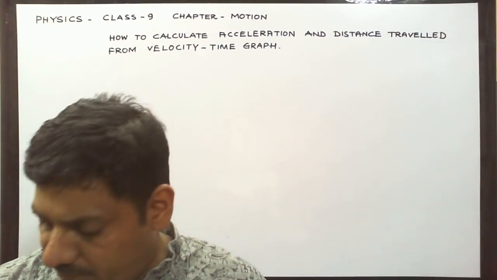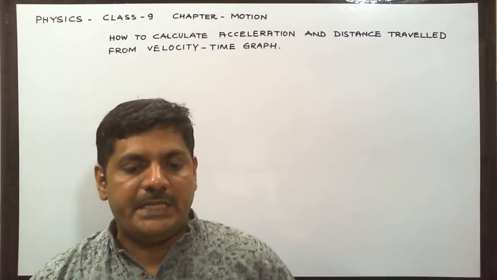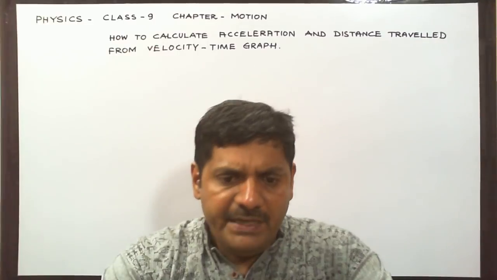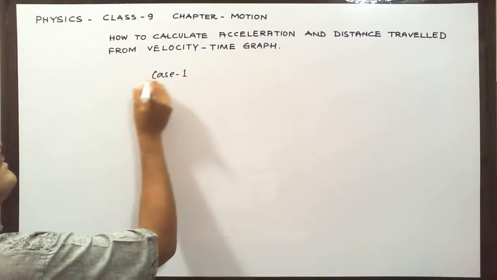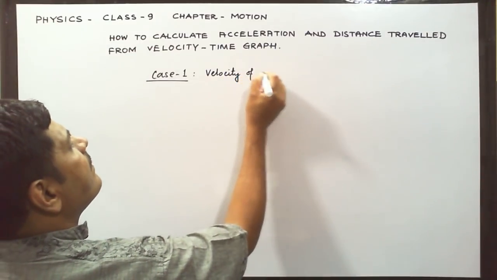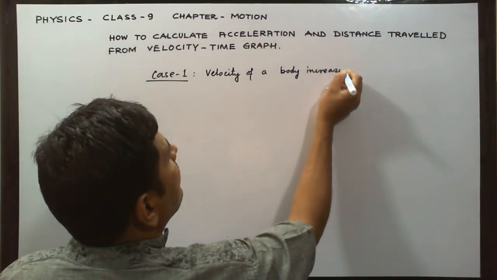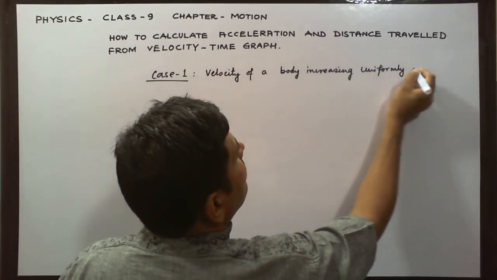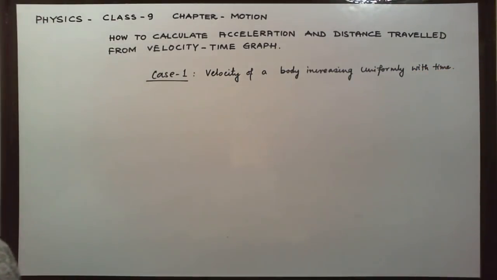So we have drawn the three different cases of the graphs: constant velocity, velocity increasing uniformly with time, and velocity decreasing uniformly with time. So we will first be taking one case. Let us say case 1, velocity of a body increasing uniformly with time.